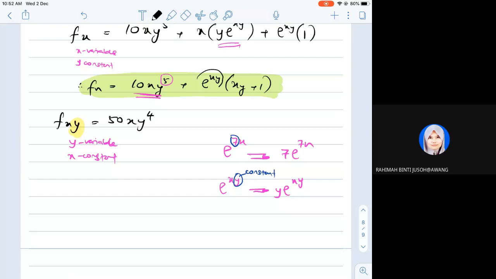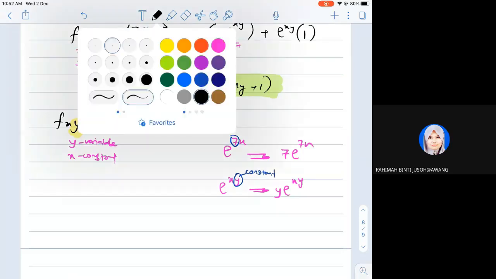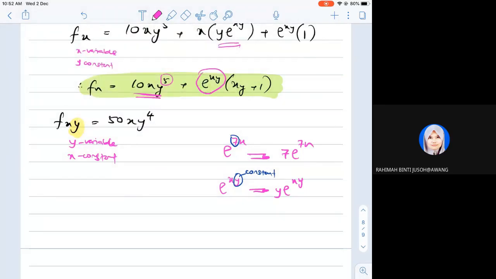Okay, this term. Sorry, saya pakai marker pen ni. Okay, this term and this term. Alright, so now in this case we have y dekat exponent, we also have y in the bracket. So what you should do, again you need to do the product rule. Product rule. Yes, good, very good, product rule. So this is your u and this is your v.